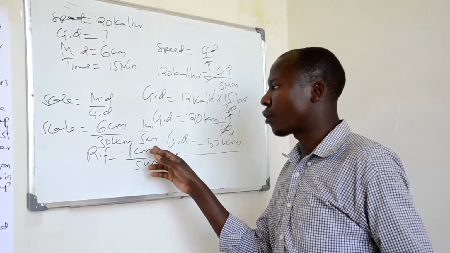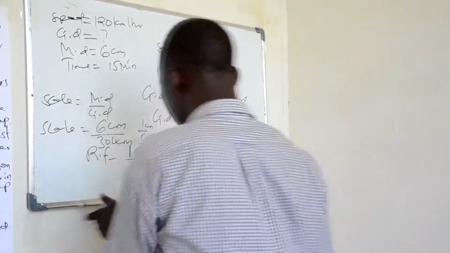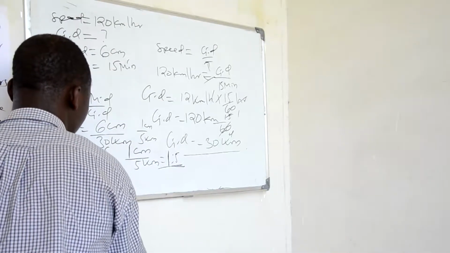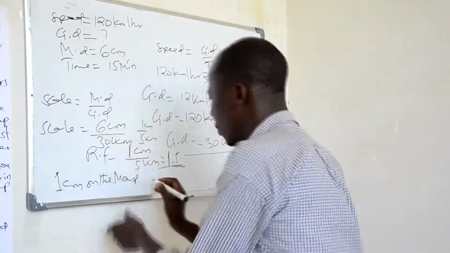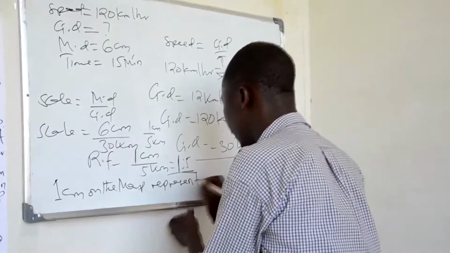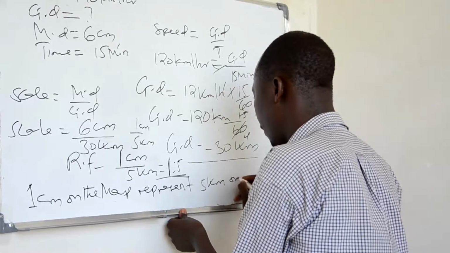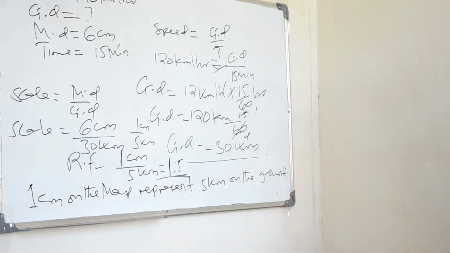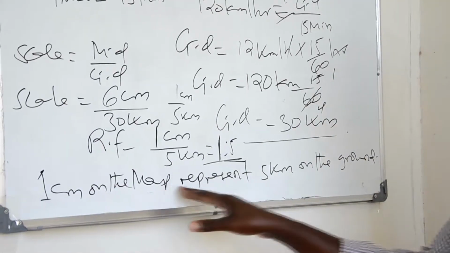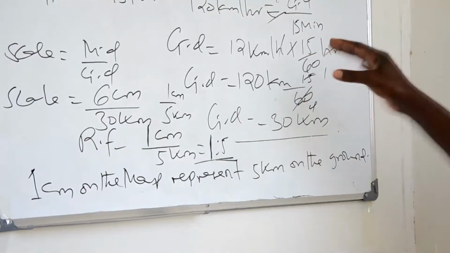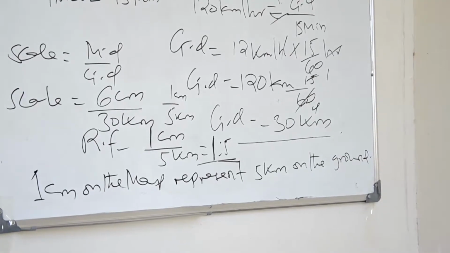Therefore, the statement scale will be: 1 centimeter on the map represents 5 kilometers on the ground. That is the statement scale, because we are just changing from fraction into words. Therefore, 1 centimeter on the map represents 5 kilometers on the ground. You have to analyze in a good way so as to understand in a good way.